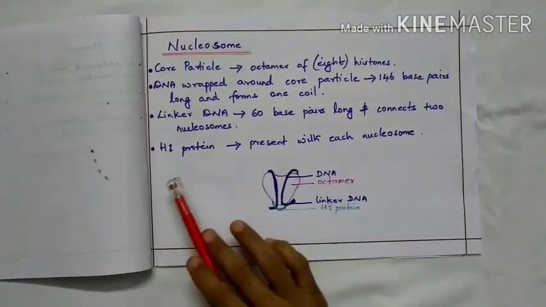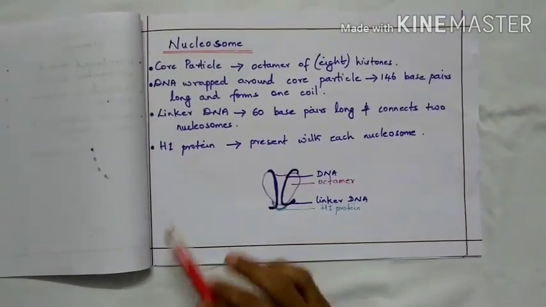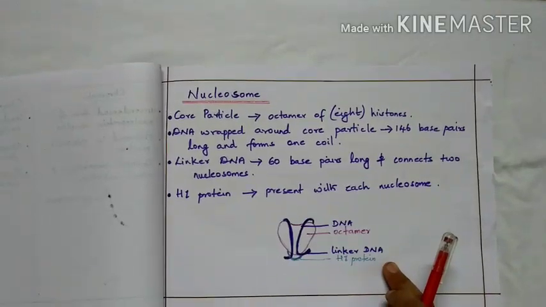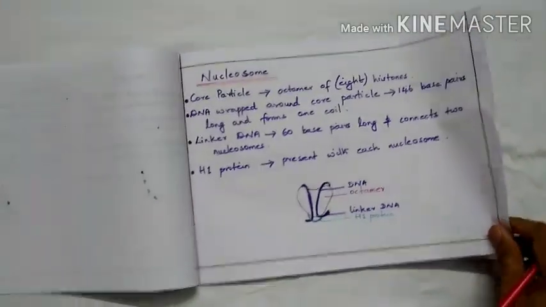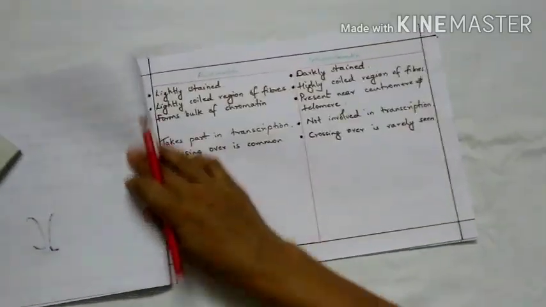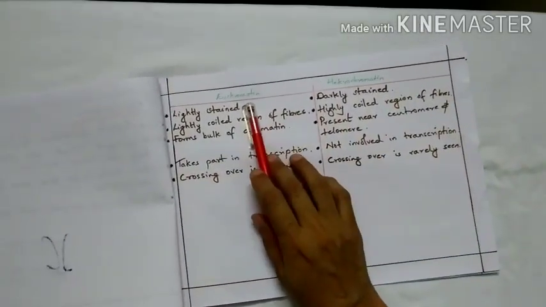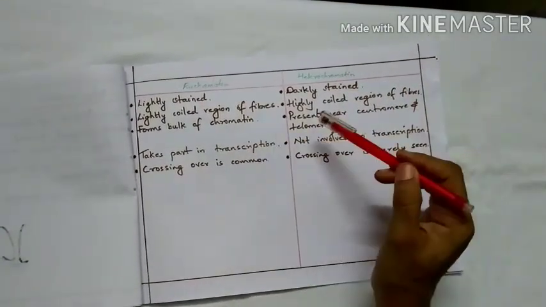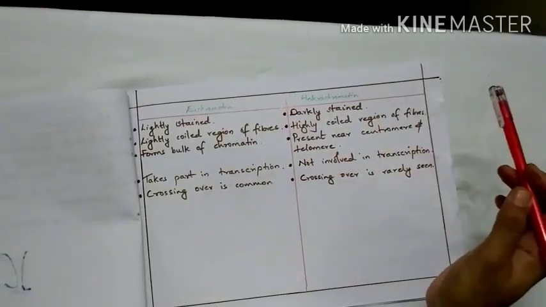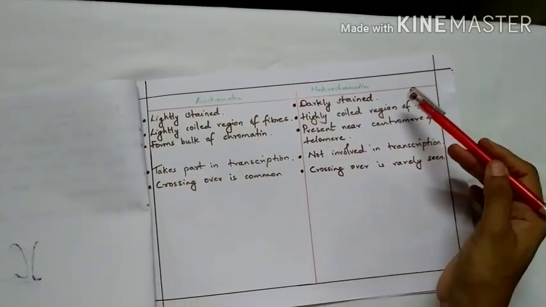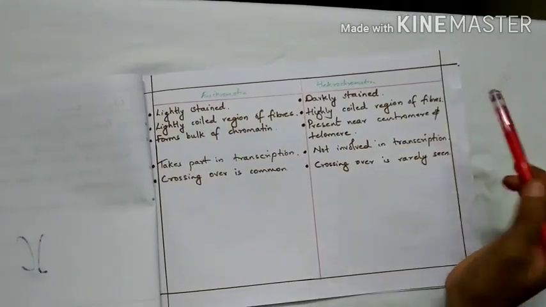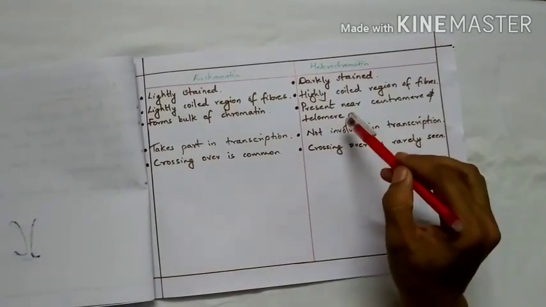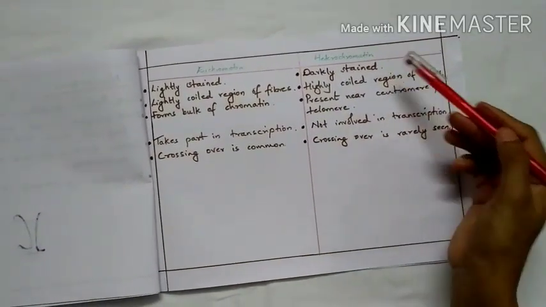For every nucleosome, there is the presence of a protein referred to as the H1 protein. So this is how a nucleosome would look in a closer view. The chromatin itself can be categorized into two, the euchromatin and heterochromatin. Euchromatin is a lightly stained region, whereas the heterochromatin is a darkly stained region of the thread. The lightly coiled region gives it the light stain, whereas the highly coiled nature gives heterochromatin the dark stain.